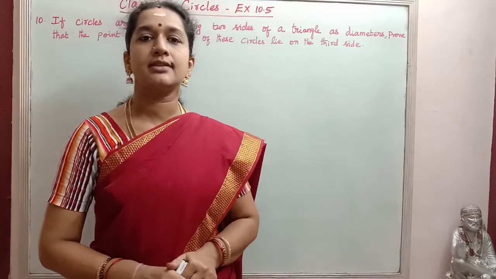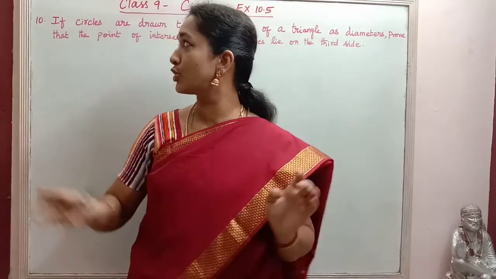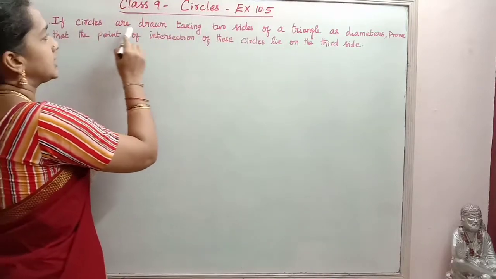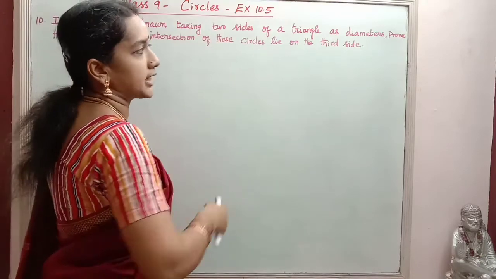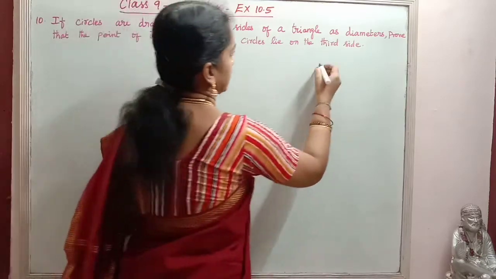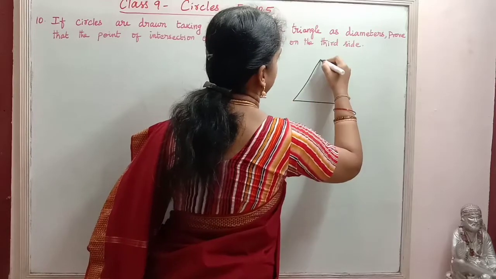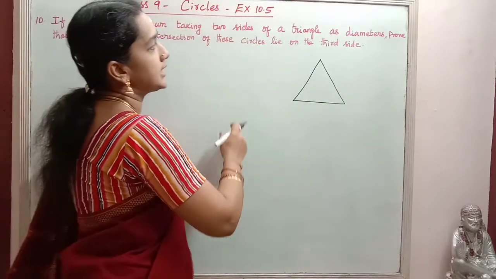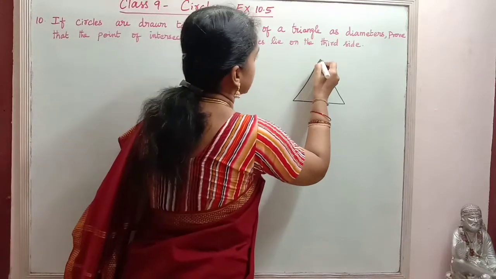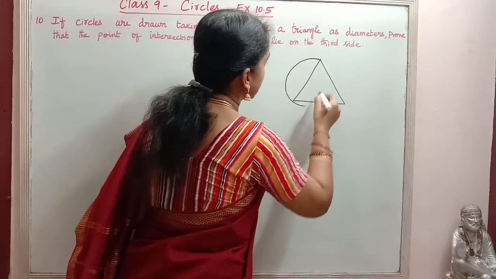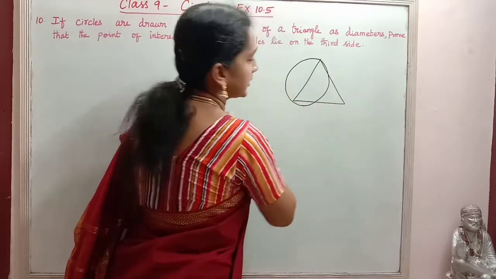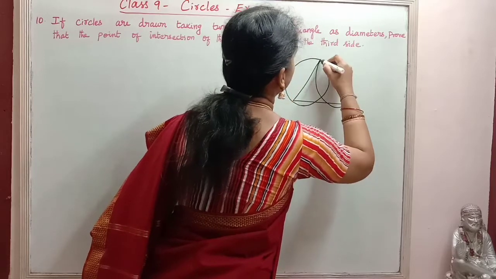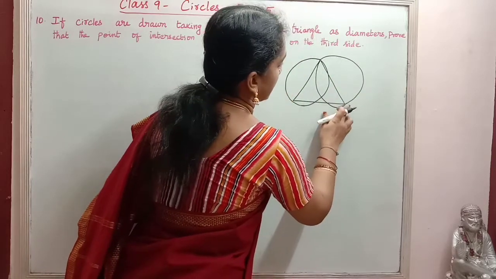In this class, I will be doing class 9 CBSE syllabus 10th chapter, Circles. Already 4 exercises I have completed. In the 5th exercise also I have completed 9 sums. I will continue with the 10th sum. If circles are drawn taking two sides of a triangle as diameters. So a triangle is there. Two circles are drawn taking two sides of a triangle as diameters. So this is a circle and this is the diameter. Same way, this is a circle with another diameter.